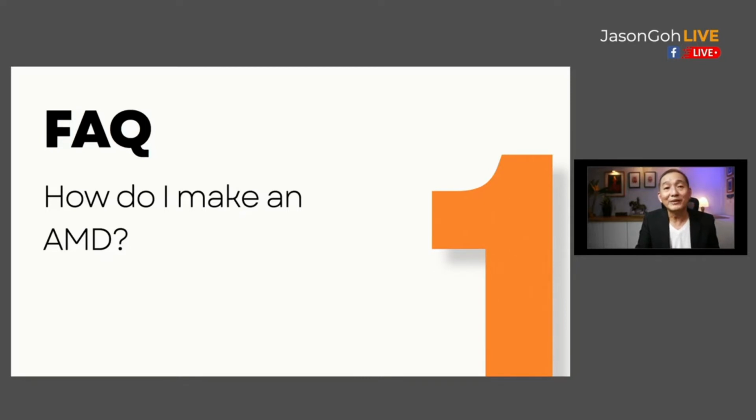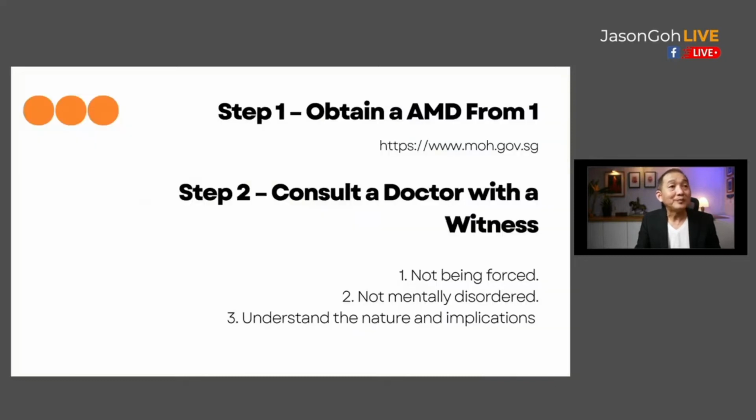Okay, so what's question number 1? How do I make an AMD? In fact, anyone who is age 21 and above and is not mentally disordered can make an AMD. So what are the steps? Step 1 is to obtain AMD Form 1 at the MOH website. Step 2 is to consult a doctor with a witness. The AMD must be made through a doctor. You do not need a lawyer or legal advice to make an AMD.